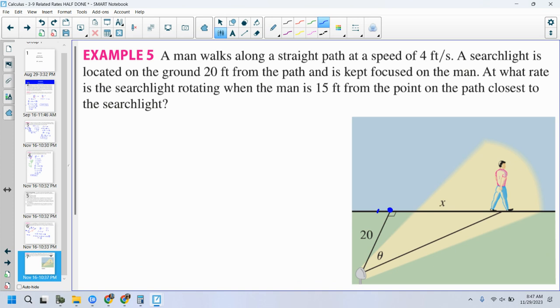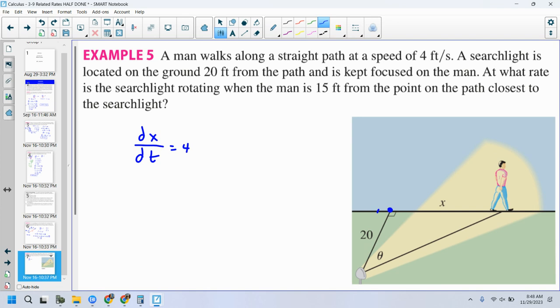Okay, perfect. Okay, so in terms of the notation here, what is 4? dx/dt. Good. So dx/dt is 4. The rate at which he is walking is 4. A searchlight located 20 feet from the path here is kept focused on the man. At what rate is the searchlight rotating?